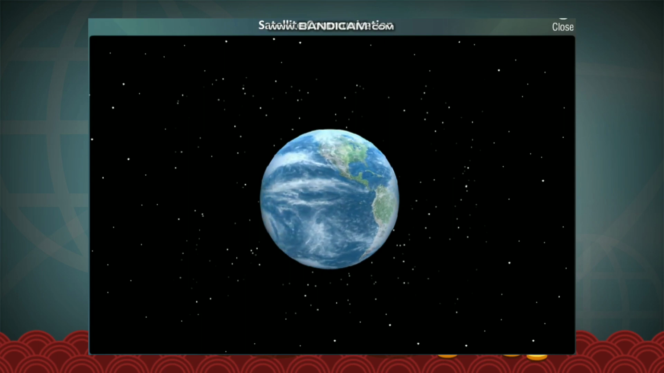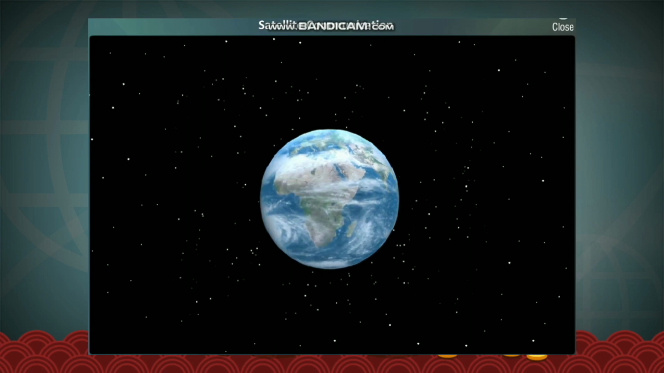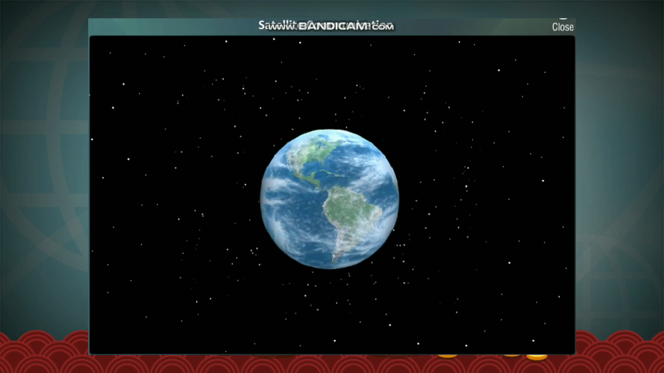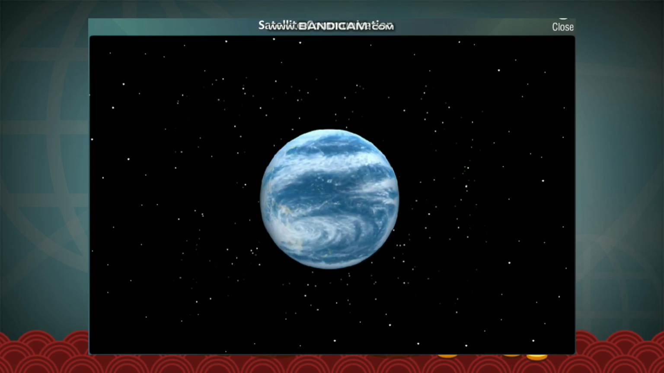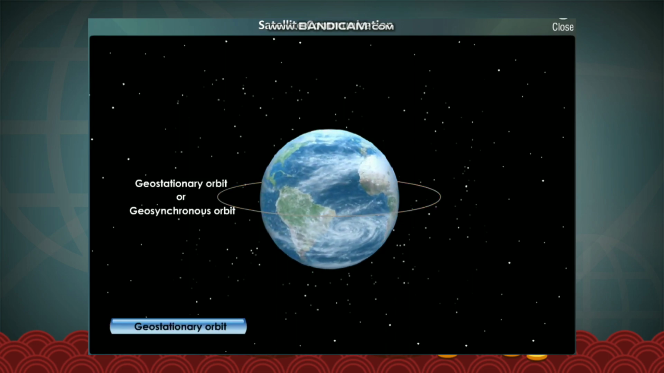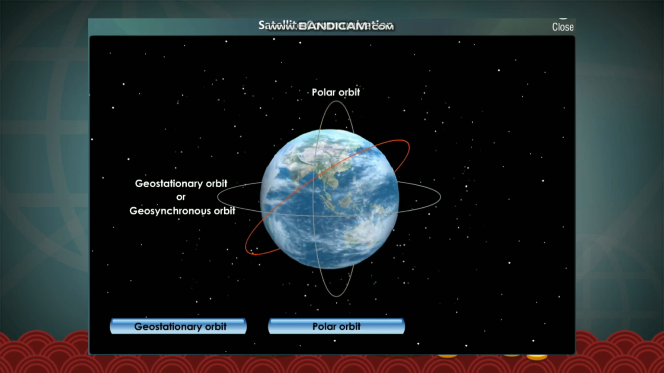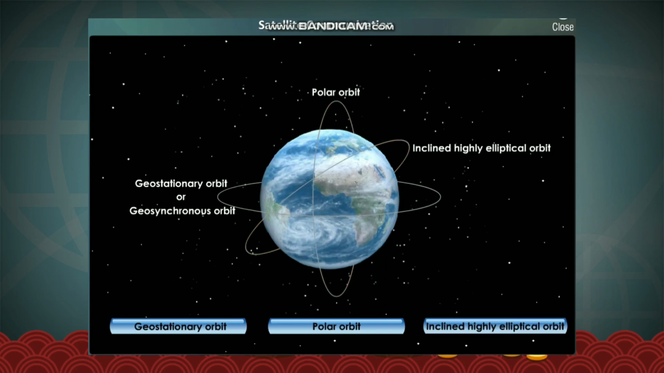Before designing a satellite communication system, we must choose the orbit in which the satellite is to be placed. The three types of orbits generally used for communication purposes are geostationary orbit or geosynchronous orbit, polar orbit, and inclined highly elliptical orbit.